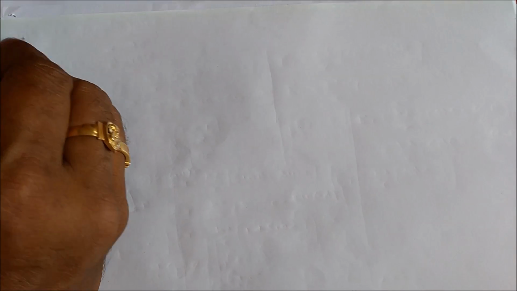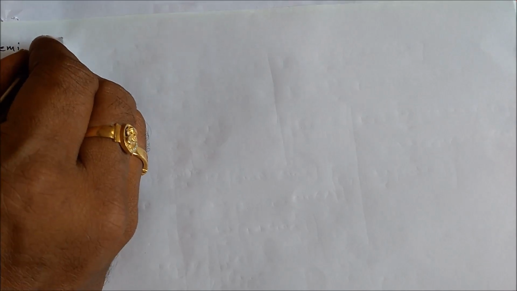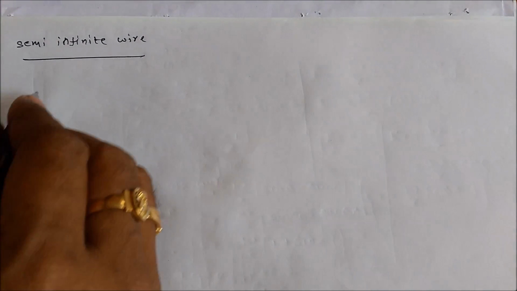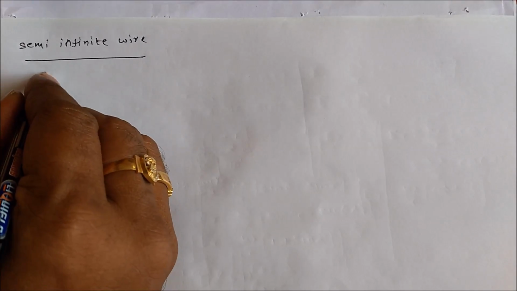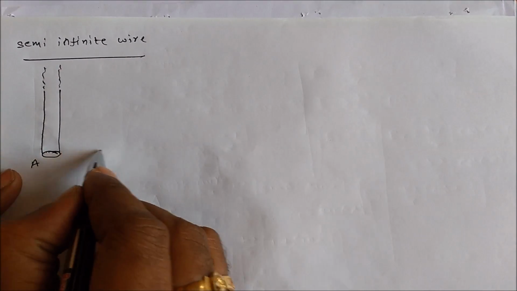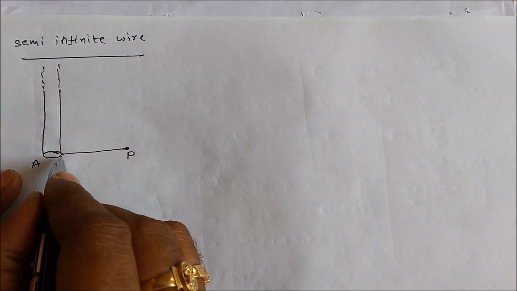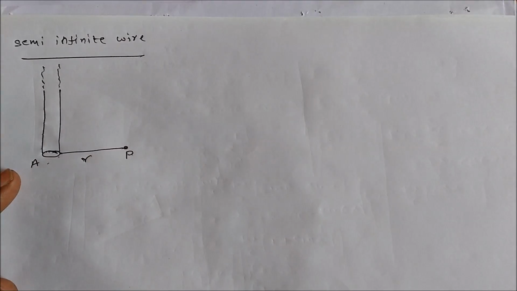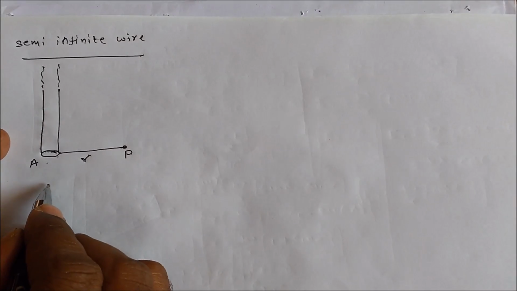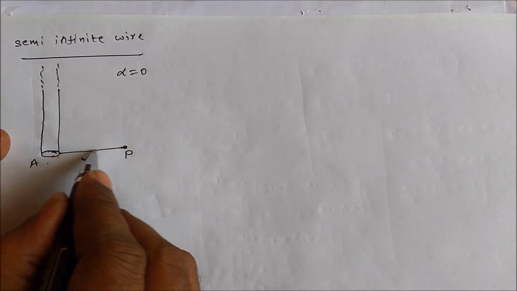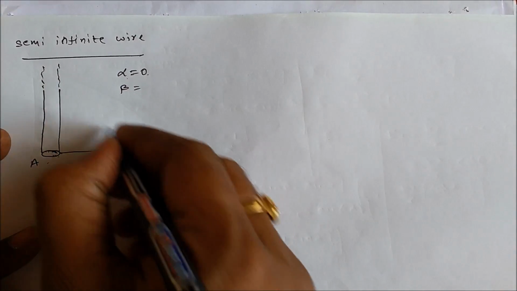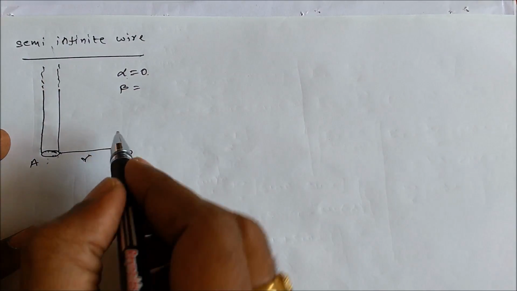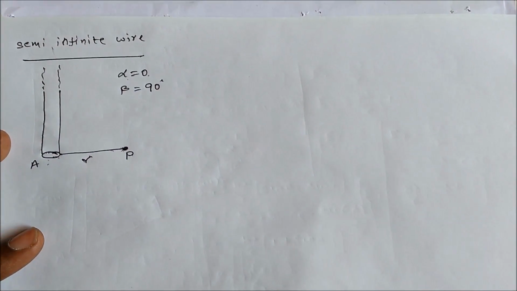There is one more case in a semi infinite length wire. The second case: if I select a point near the end of the semi infinite wire, for example, one end of the wire, and I have taken a point P at the end of the semi infinite wire at a distance r, then in this case alpha is equal to 0, because this end is near the point P. And beta is the angle between the second end and the reference line. The second end is at infinity, so beta is equal to 90 degrees.